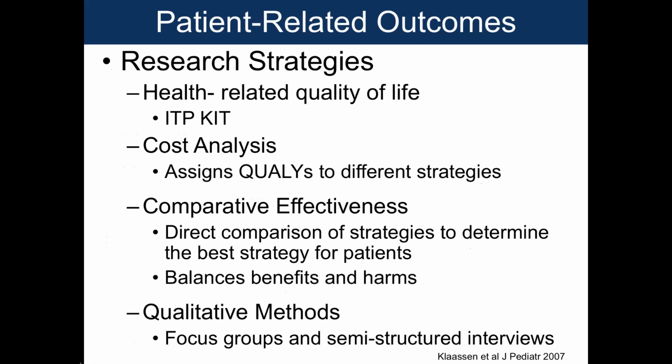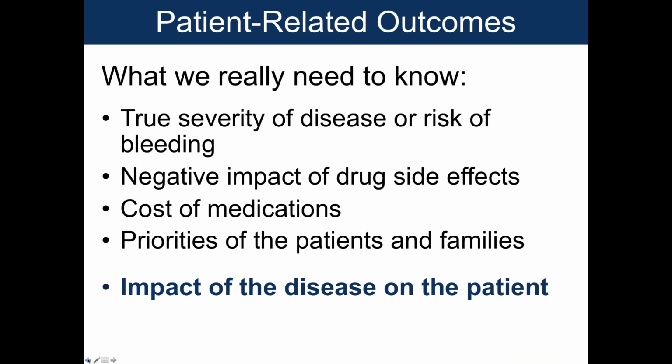So do we have a reason to really suggest that we shouldn't be providing treatment for every patient? What are the costs of our medications? How should this impact our decision making? How do we look at this to be cost effective? And then how do we address the priorities of our patients and families? Because overall, really what we're interested in is what's the impact of the disease on our individual patient that's sitting in front of us in the clinic.